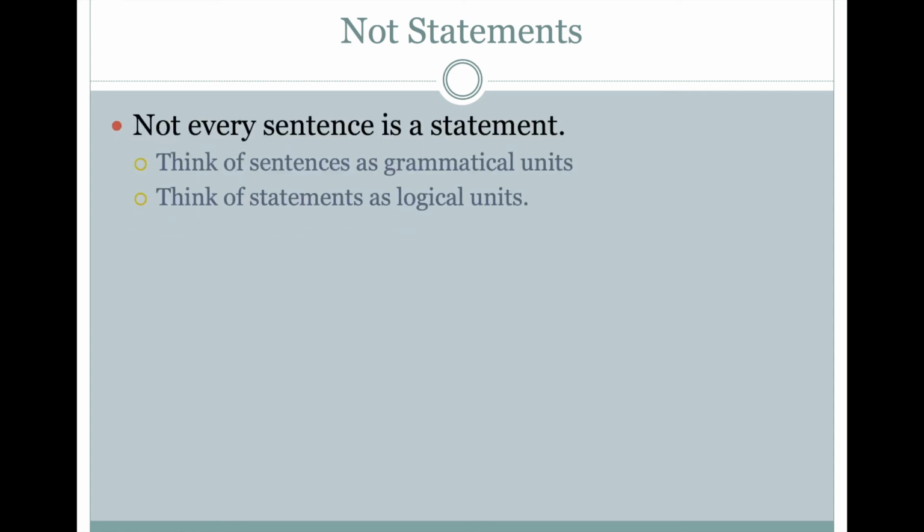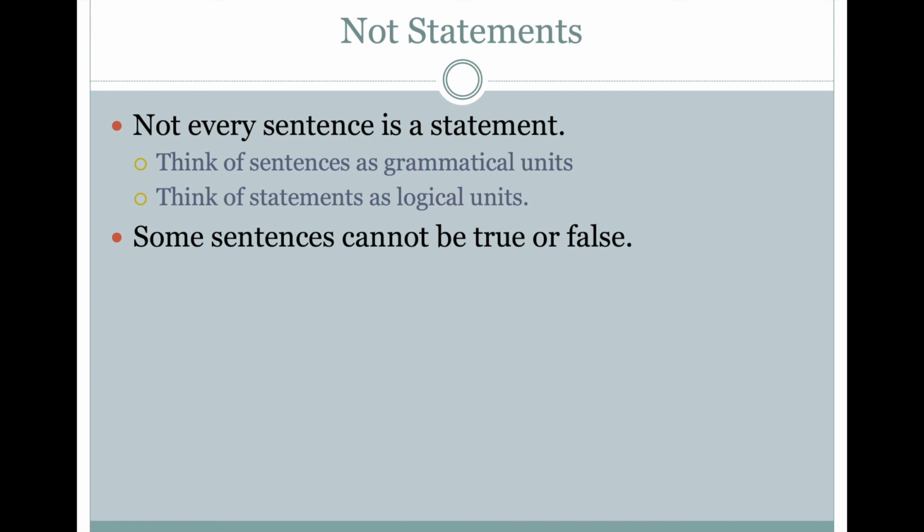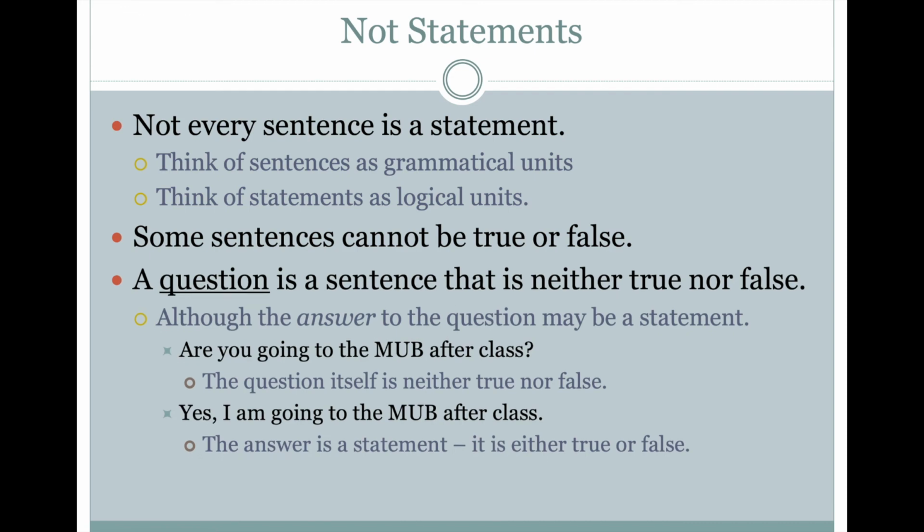So there are some other sentences that are not statements. So, for instance, if we think of sentences as grammatical units and think of statements as logical units, we can understand that not every sentence is a statement. Some sentences, in other words, cannot be true or false. A question, for instance, is a sentence that is neither true nor false. The answer to the question might be a statement, but the question itself is neither true nor false.